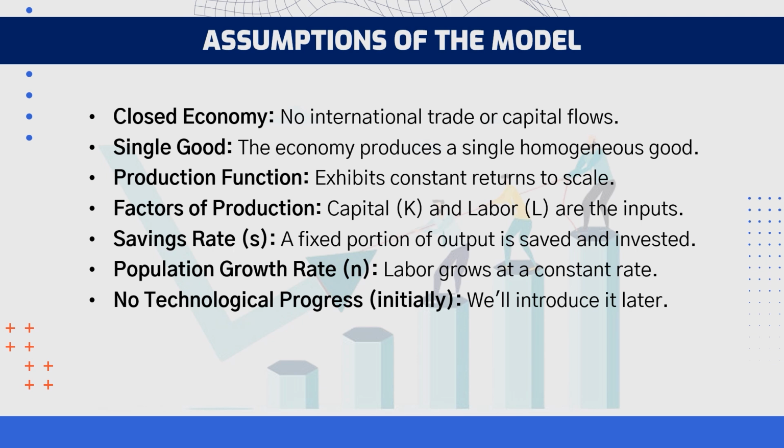A fixed proportion of output is saved and invested, and labor grows at a constant rate because of population growth, and no technological progress emerges initially, which would be introduced later. So these are the major assumptions we have to take into account in order to understand how the Solow growth model works in the real case.